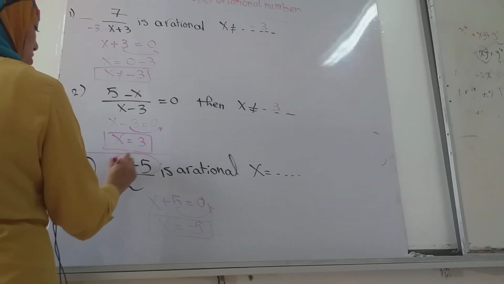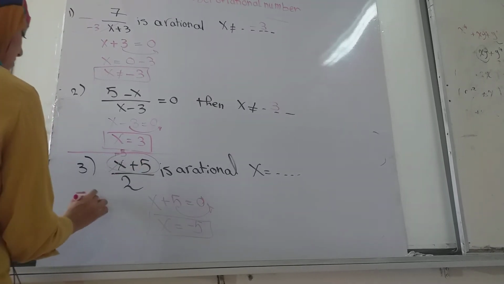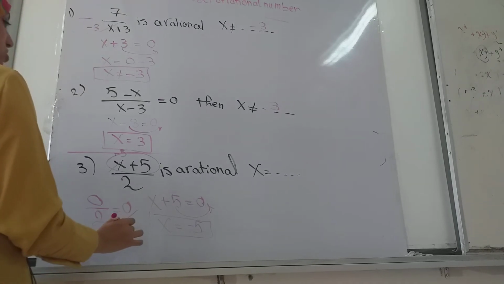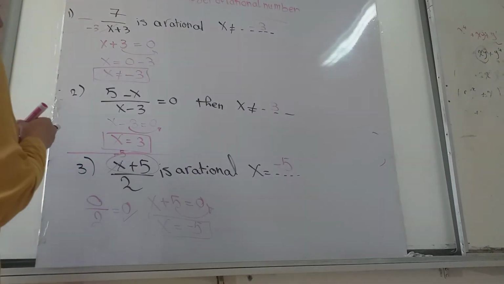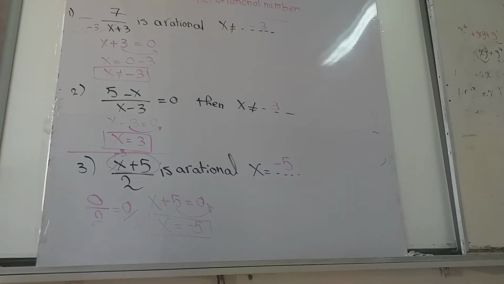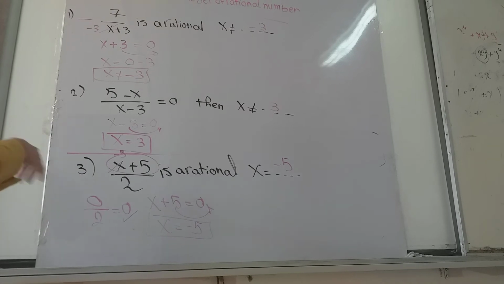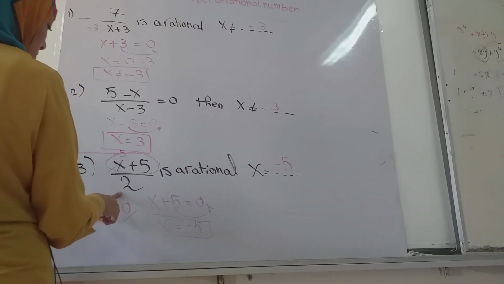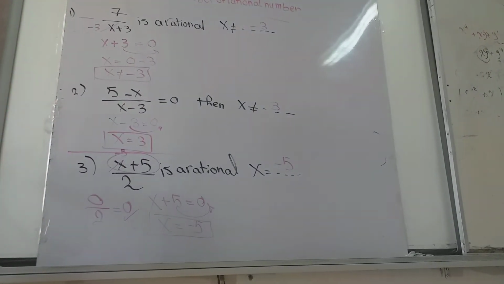If x equals negative 5, negative 5 plus 5 equals what? Equals 0. 0 over 2 equals 0. Rational or not? Yes, rational. So x equals negative 5. And we can write x with other answers to be a rational. Any number in the numerator and the denominator, except 0 in the denominator, can be a rational number also.